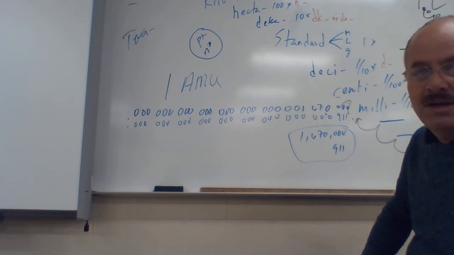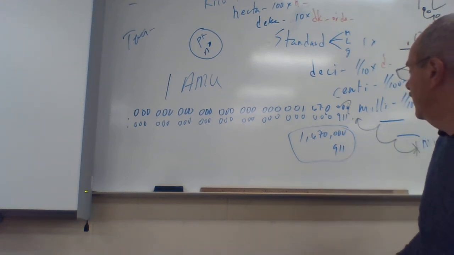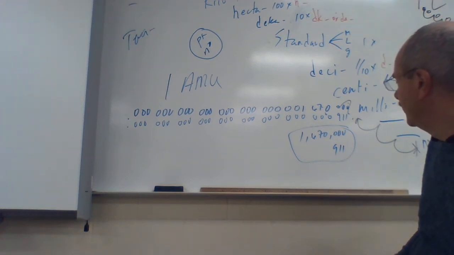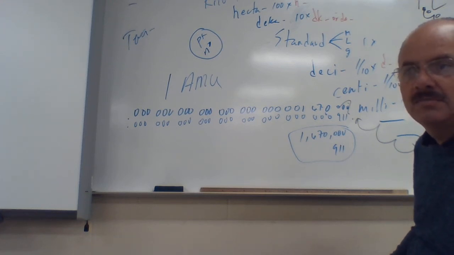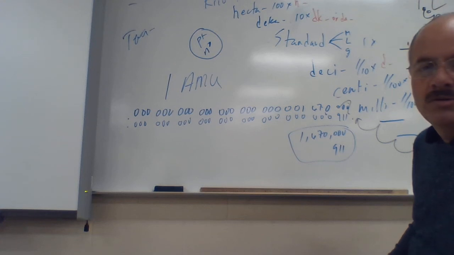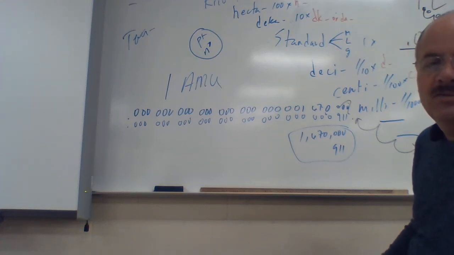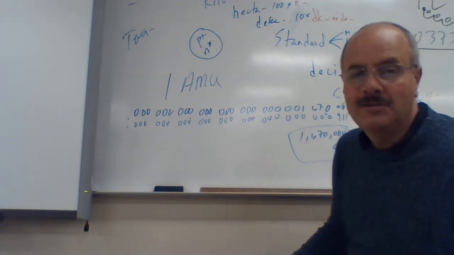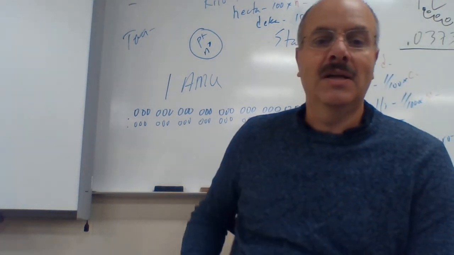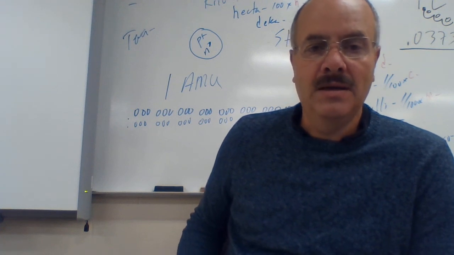So what scientists found out is that the electron is about 1,000 times less than a proton or a neutron. So scientists say, that's really nothing when we compare it, so we're going to call it 0 AMUs. So the answer for what's the mass of an electron is 0 AMUs.